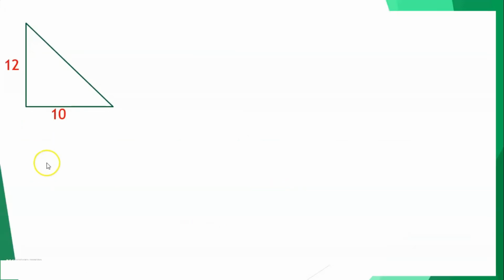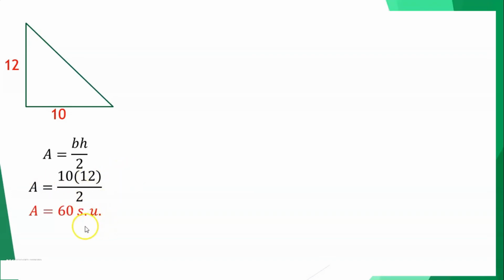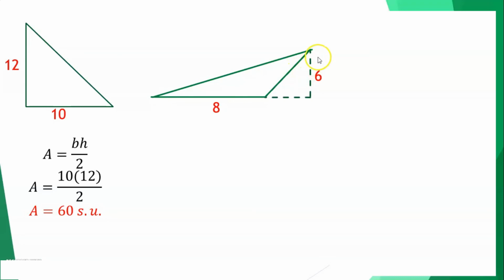Solving for the area of a triangle. Now, given this right triangle, to find the area here, that's base times height divided by 2. So the base is 10 and the height is 12. So multiplied and divided by 2. So the area here is 60 square units. Now another. Given this triangle, the base here is 8, but there's no altitude given. Now suppose the altitude here is 6. To find the area, it's still base times height divided by 2. So the base is 8 and the height is 6. So 8 times 6, that's 48, divided by 2, so that's 24 square units.